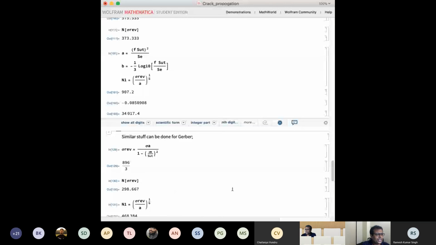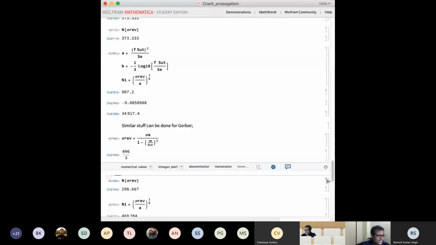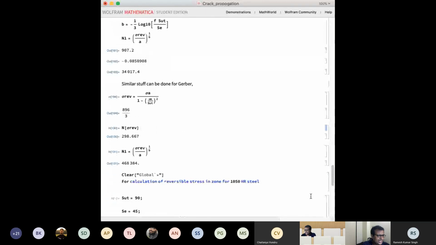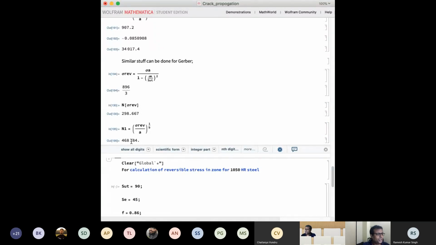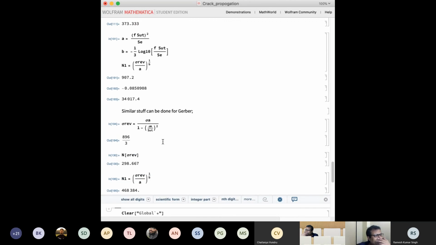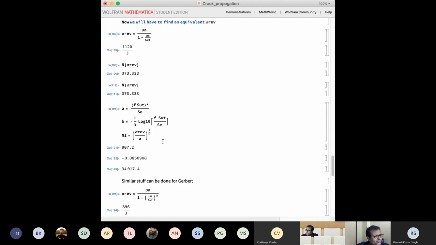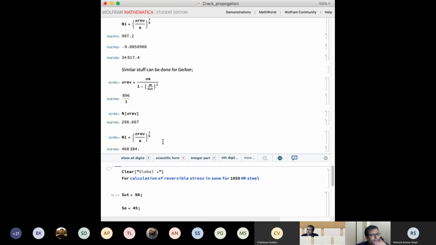So if I use Gerber, then I get sigma ref as 298, and use the same relationship, and A and B are still correct, and I will get 468,384 cycles as life. So I wanted to say, I estimate the life as 34,000 by using modified Goodman, and if I use Gerber, it's 468,000.